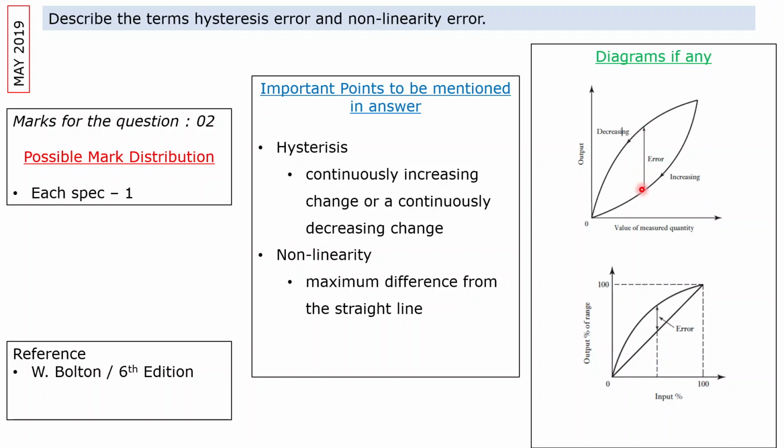Non-linearity is the maximum difference from the straight line. If you have two endpoints and you wish to draw a straight line in between, but in the actual process it will be a curve, the difference between the actual curve and this particular straight line is called the error. This question carries only 2 marks, so no need to mention more. If you supplement this question with these graphs, it will be an added advantage and it will fetch you the full marks.